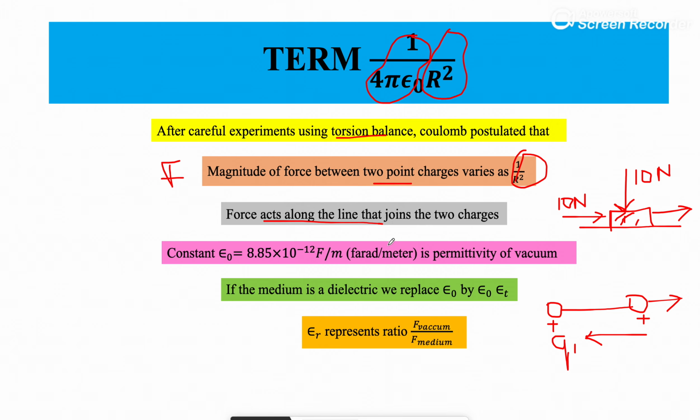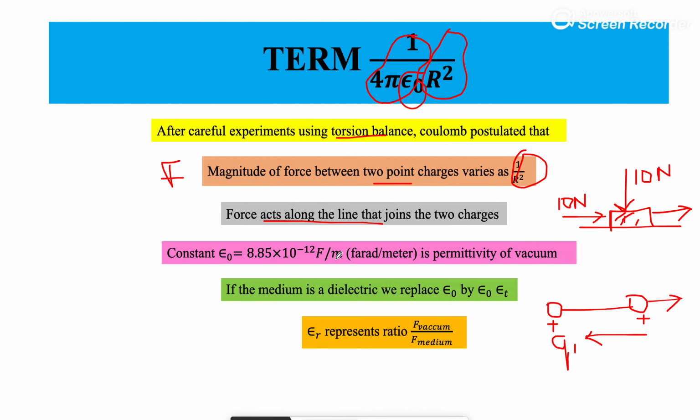Okay, if you leave out the term 1 by 4 pi, where 4 is a number and pi is a number, there is another unfamiliar constant sitting in this term, that is epsilon naught. What is this epsilon naught? This is, in SI units, 8.85 into 10 to the power minus 12 farad per meter.